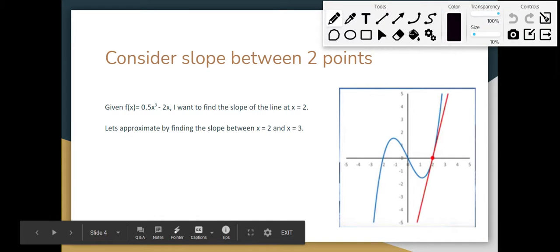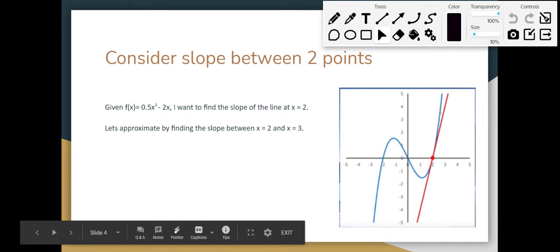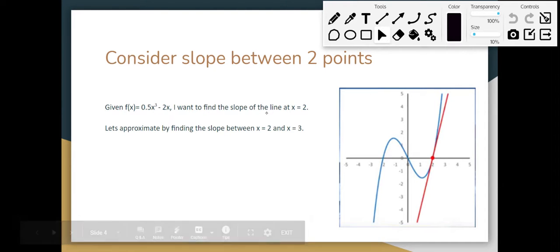So when we're trying to find the slope of this red line here, of course we can't find the slope exactly because we do not know points exactly on this line. We don't know what the line is. So what we're going to do is use the original function to help us find the slope of this line. So I want to find the slope of the line at x equals 2. So I'm going to approximate it by finding the slope between x equals 2 and x equals 3.